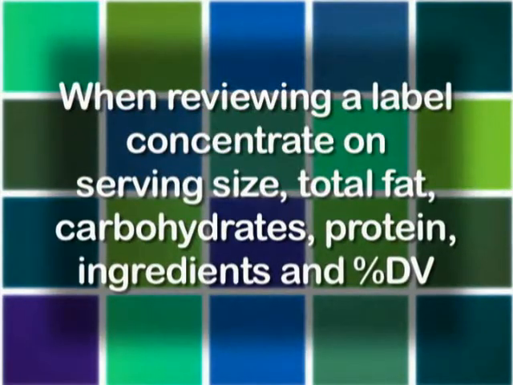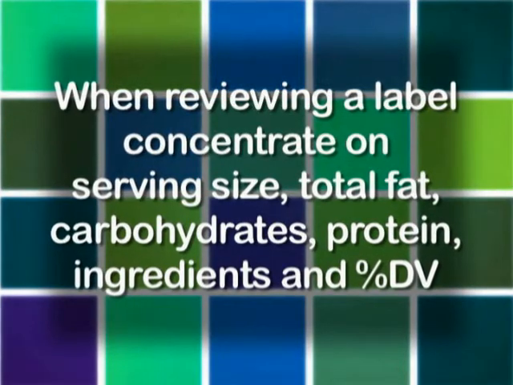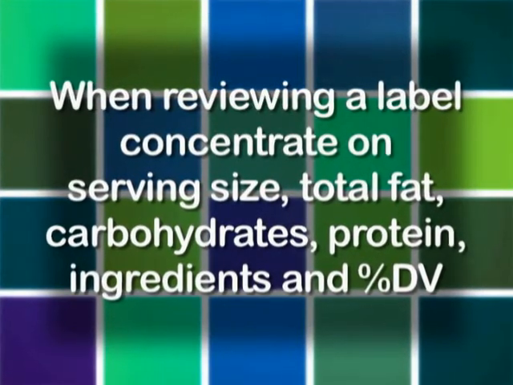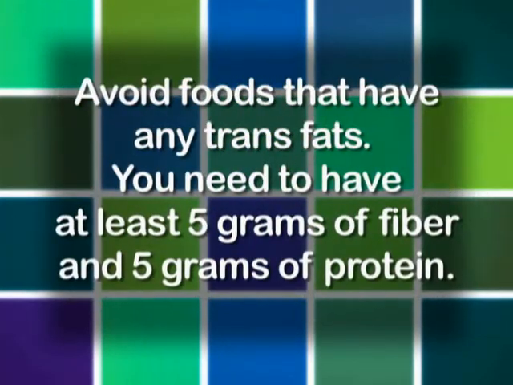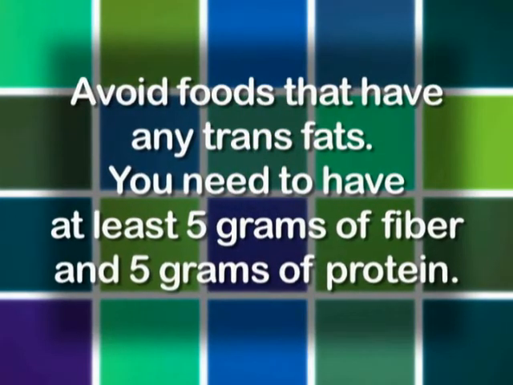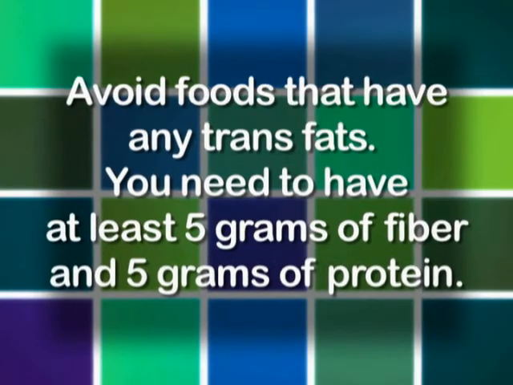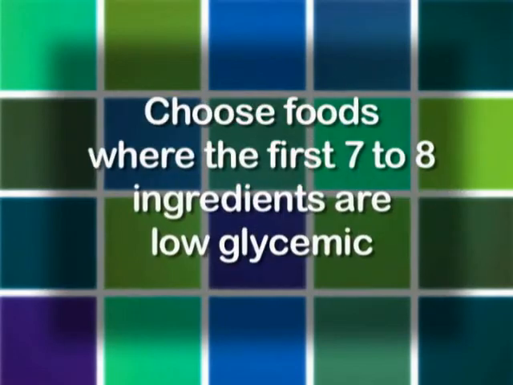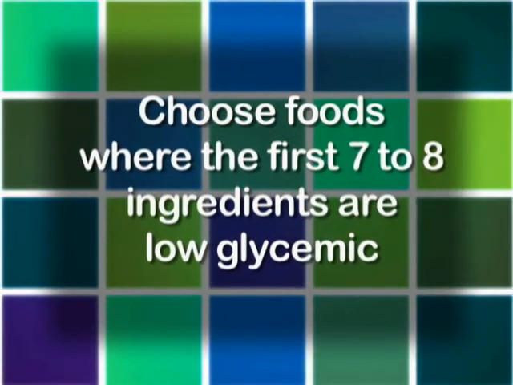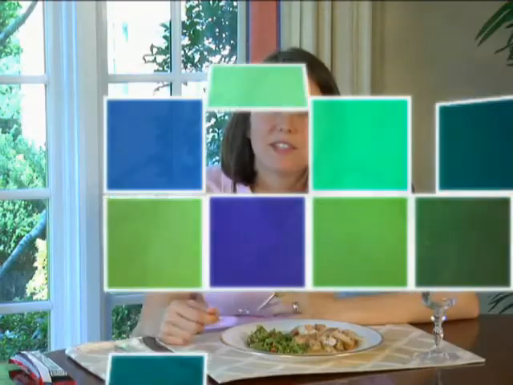Let's recap. When reviewing a label, we need to concentrate on the serving size, total fat, carbohydrates, protein, ingredients, and percent daily value. When making food choices, we want to avoid foods that have any trans fats. We also want to have at least 5 grams of fiber and 5 grams of protein, as well as choose foods where the first 7 to 8 ingredients are low glycemic. So, if you can keep these simple suggestions handy, then you'll always make good food choices.